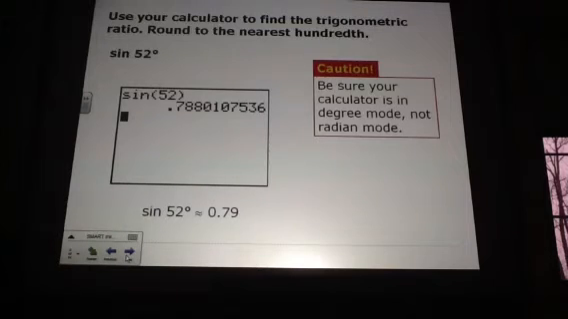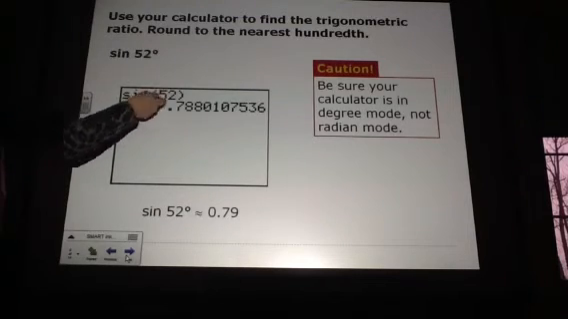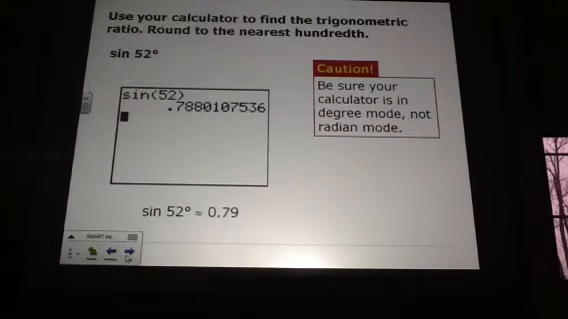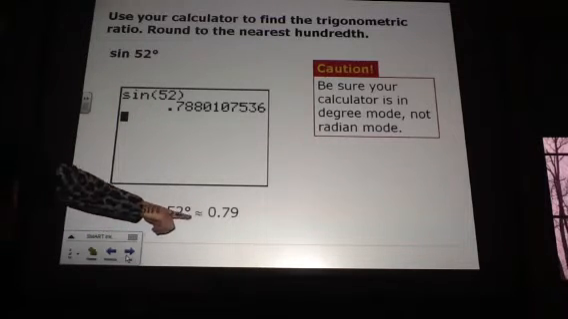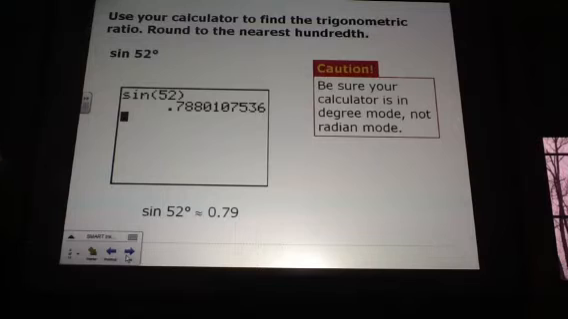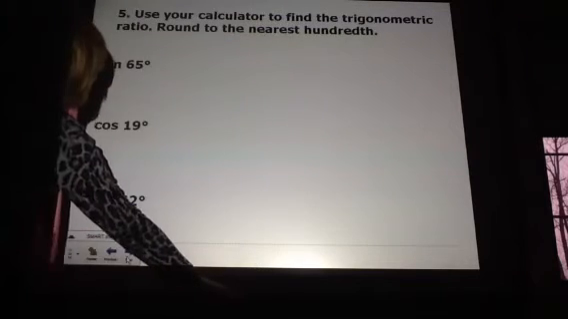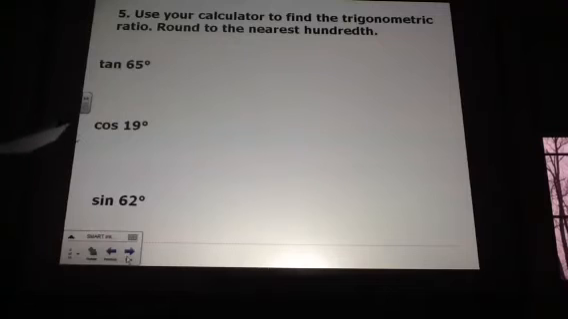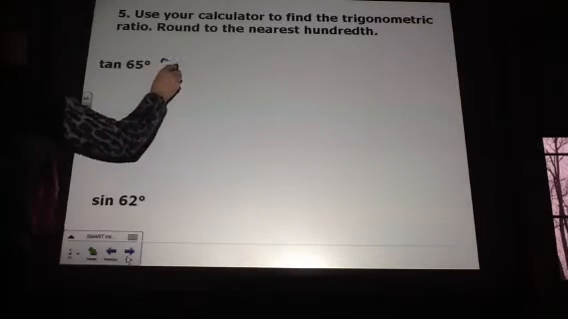Okay? So when you key in your calculator, you're going to hit sine. This first parenthesis is going to come up, and then key in 52. Make sure you end the parentheses, and you're going to get this. Round to the nearest hundredth. So the sine of 52 degrees is approximately 79 hundredths. So let's see you practice using your calculator. This is what you should get.